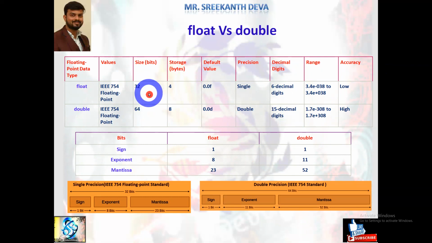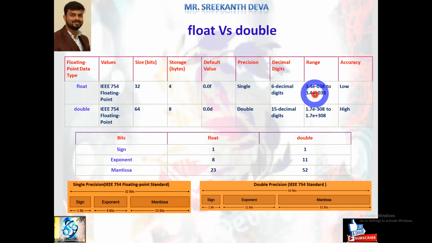1 byte of memory. In float, the default value like 0.0 is suffixed with what? Small f. In case of double, 0.0 is suffixed with what? Small d. Float is a single precision value. Double is a double precision value. Float occupies 6 decimal digits. In case of double, 15 decimal digits.